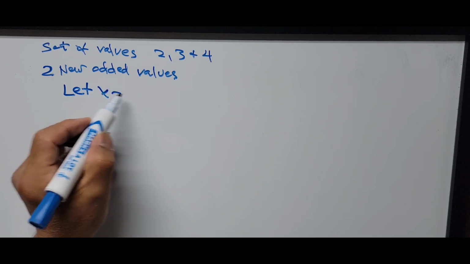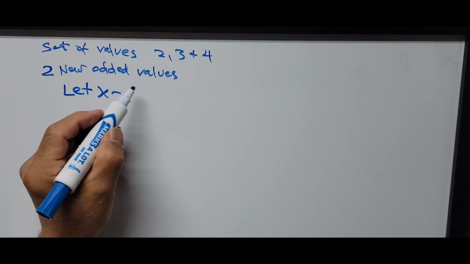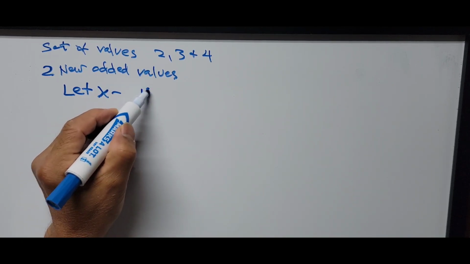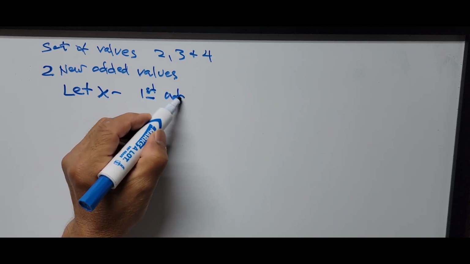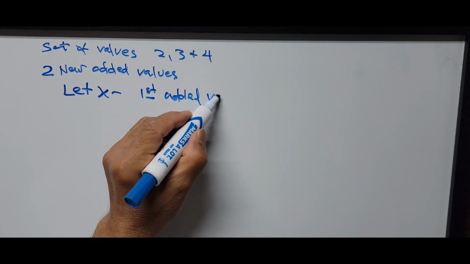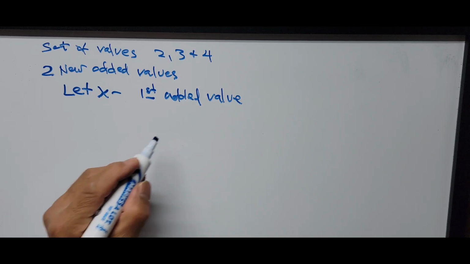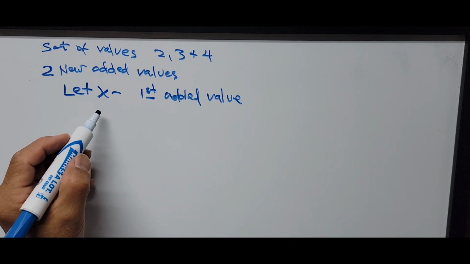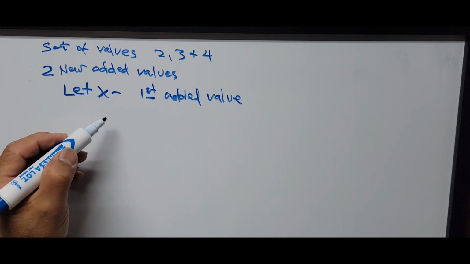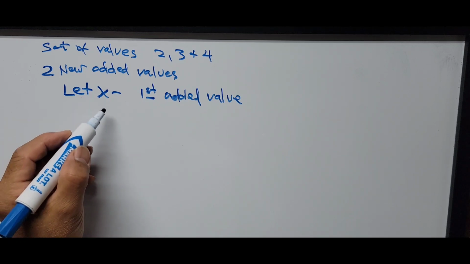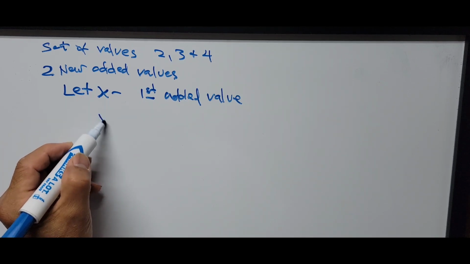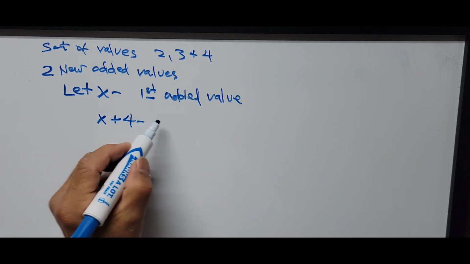Let x be the first added value, and then the other value is 4 more than the other. That means we should write x plus 4. So add 4 to x. So that's the second value.